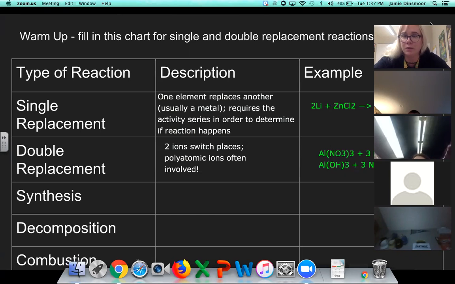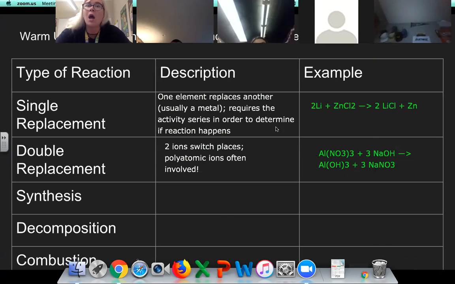For the example, I did one with lithium and zinc. 2 lithiums plus zinc chloride will cause lithium to replace zinc, and we'll get lithium chloride and zinc. I guess it should be plus, oh no, just 1 zinc.